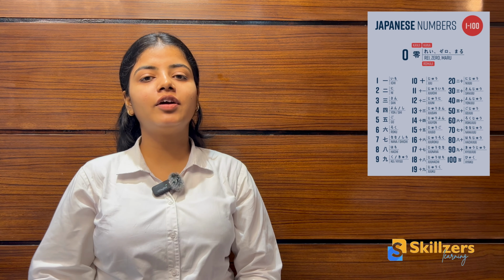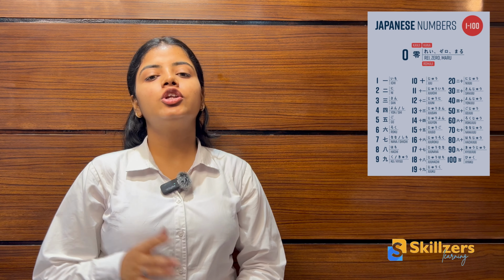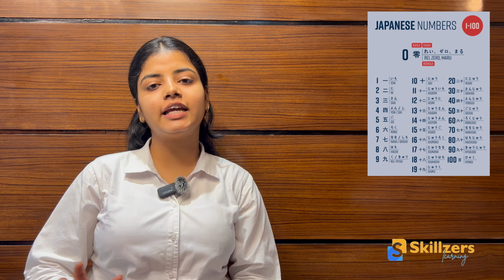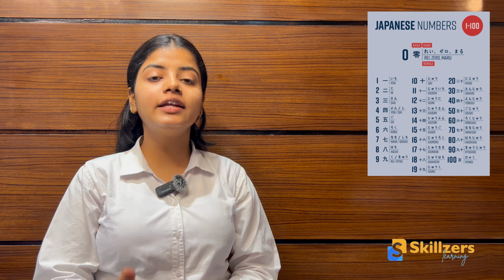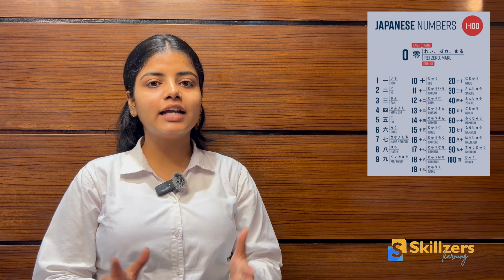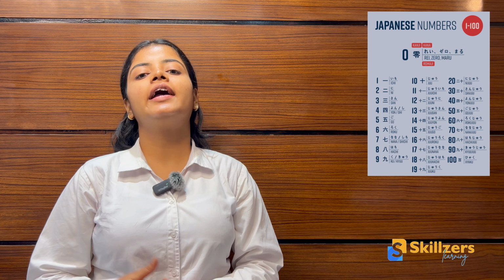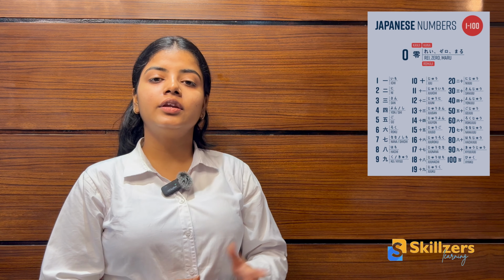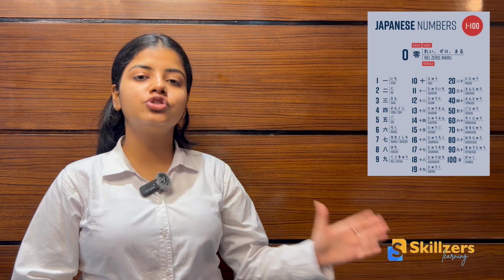Now, after 1 to 10, let's learn 20, 30, 40, 50, 60, 70, 80, 90 and 100. So, let's start 100. 100 is hyaku, hyaku. Yes. So, now 10 is ju.